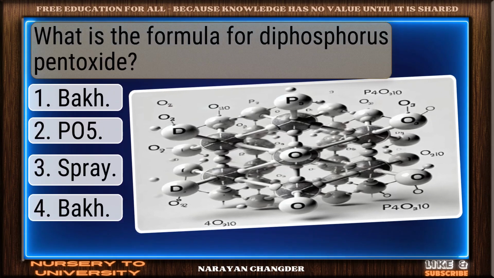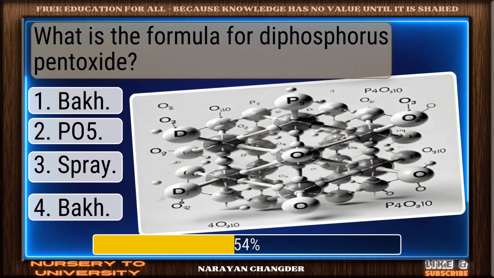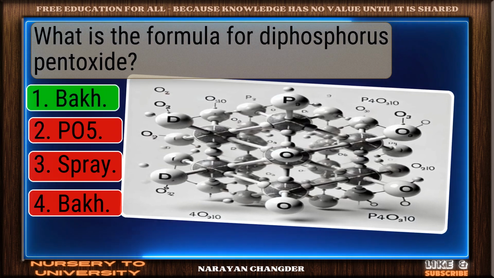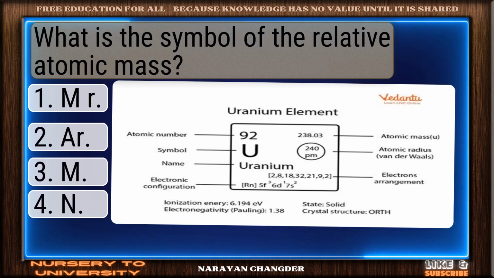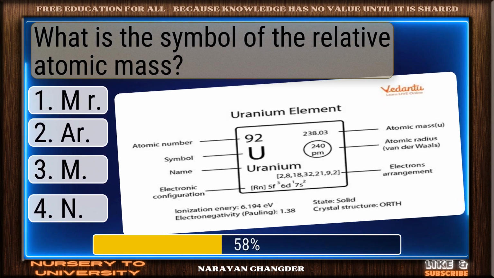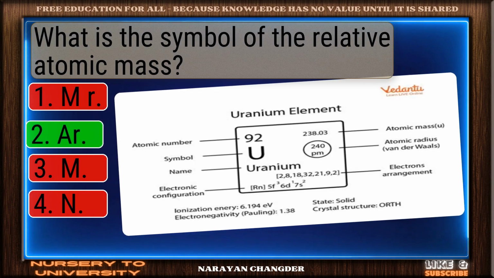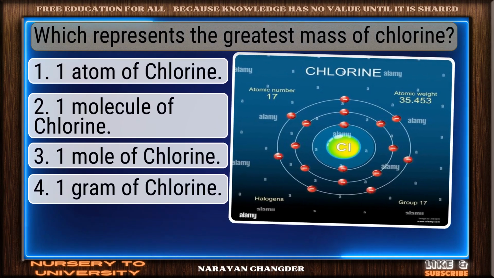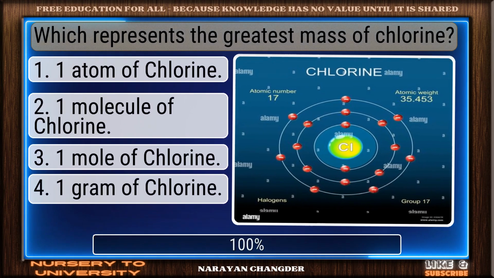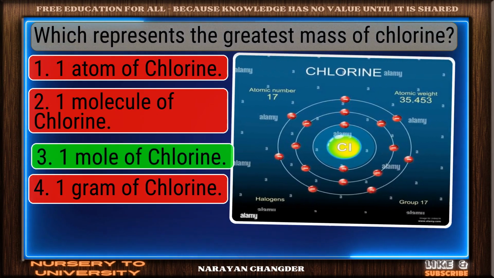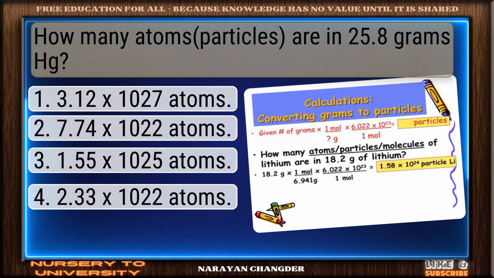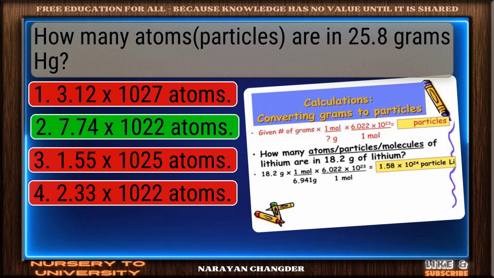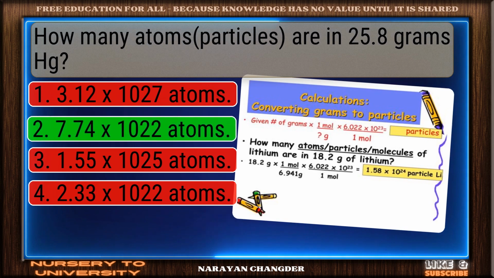What is the formula for diphosphorus pentoxide? Great thinking. That is the right choice. What is the symbol of the relative atomic mass? Good thinking. R is the right answer. Which represents the greatest mass of chlorine? Solid response. 1 mole of chlorine is a valid choice. How many atoms are in 25.8 grams? Valid point. 7 points for oxygen 22 atoms is true.